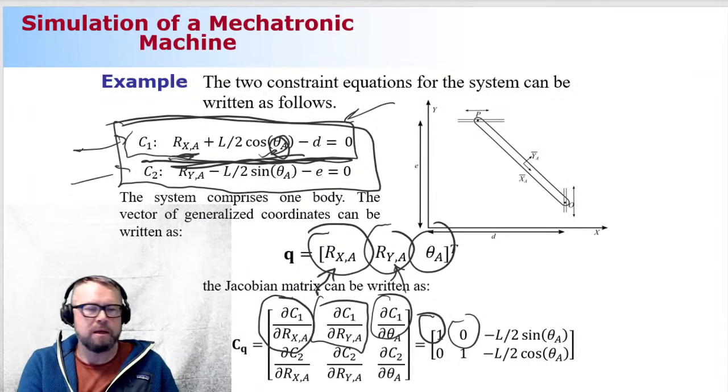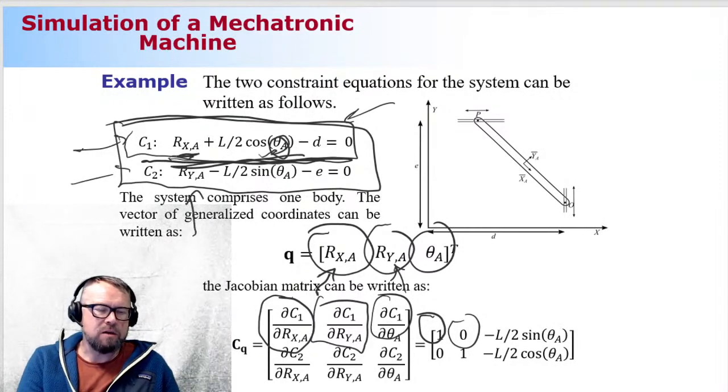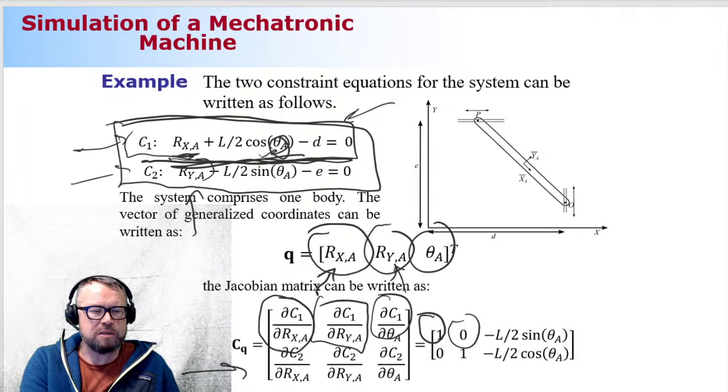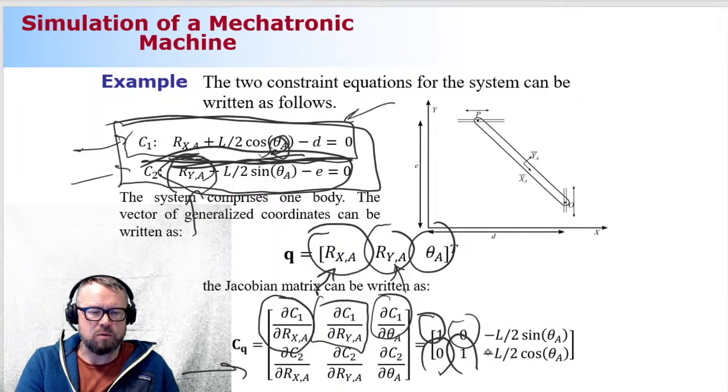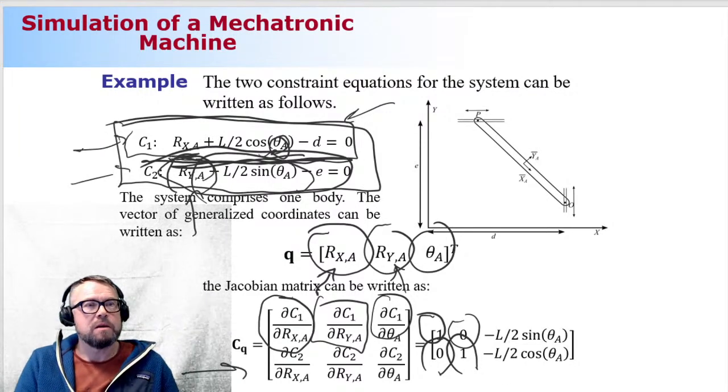Then what follows is the second constraint equation. It is differentiated with respect to Rx first. Rx is not here, so it's going to be 0. Then with respect to Ry, it's equal to 1. And then with respect to angle theta, it's going to be minus L divided by 2 cosine theta. That's it. That's your Jacobian.